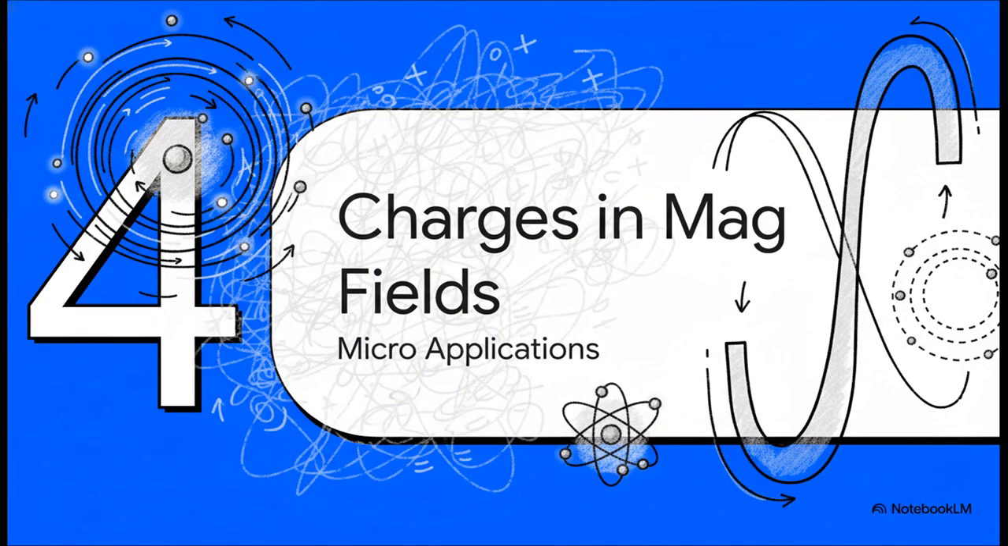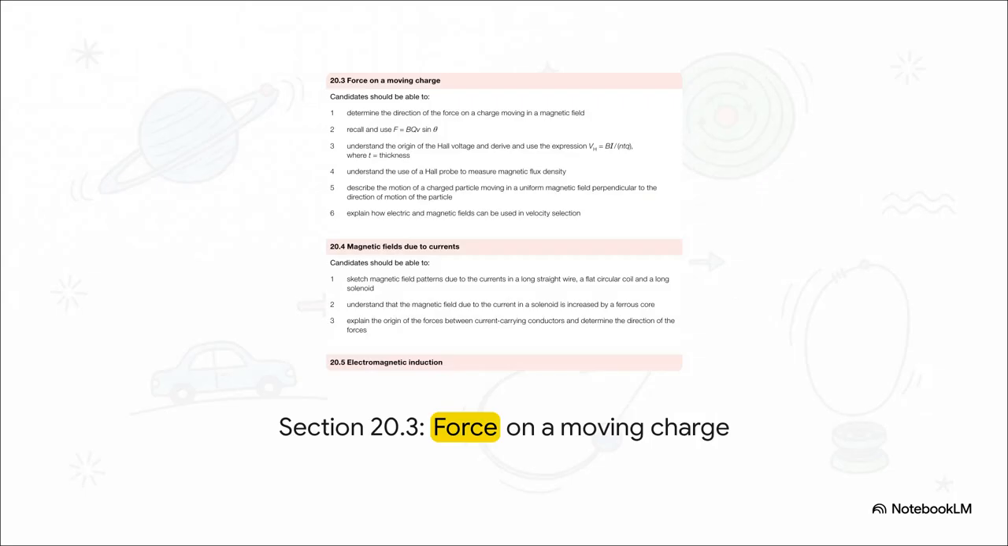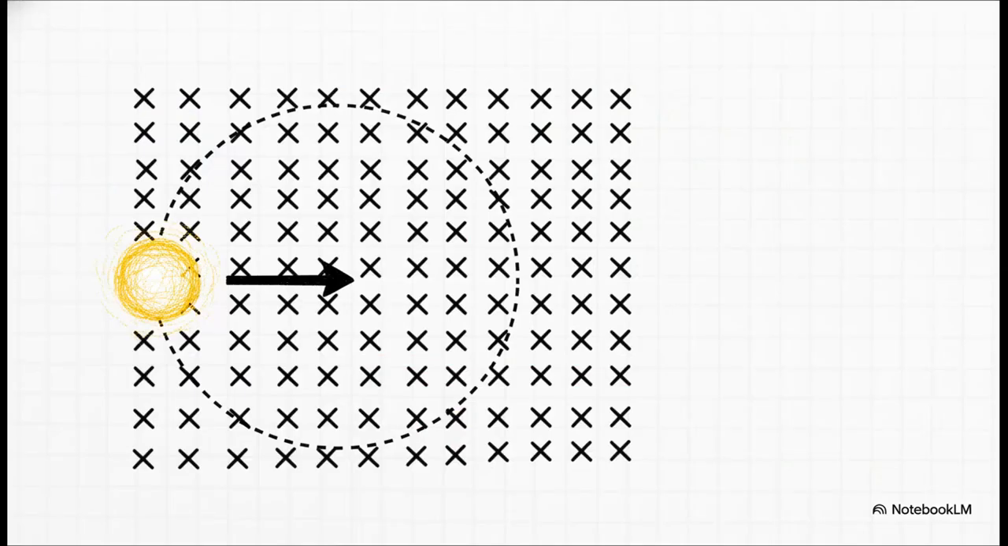Okay, let's transition from the massive scale of outer space all the way down to the microscopic level. Section 4. Moving charges in magnetic fields, microscopic applications. Over in Section 20.3 of the syllabus, we find yet another perfect application of these circular motion rules, but this time we're dealing with charged particles zipping through magnetic fields. Take a look at the required conditions here. You need a uniform magnetic field, and the motion of the charged particle must be perpendicular to that field.